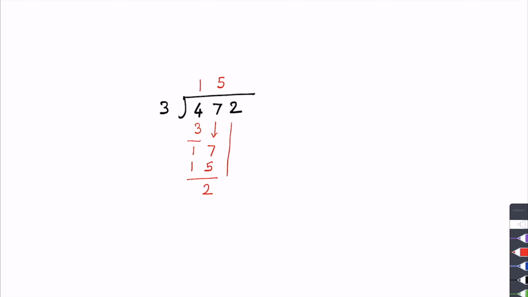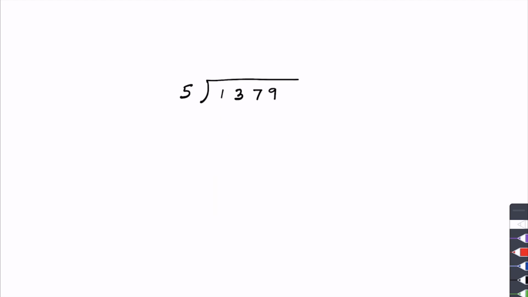We then pull down this 2. So how many 3's in 22? Well, the answer is 7, because 7 times 3 gives me 21, which leaves me with a remainder of 1, so I can write it as remainder 1.